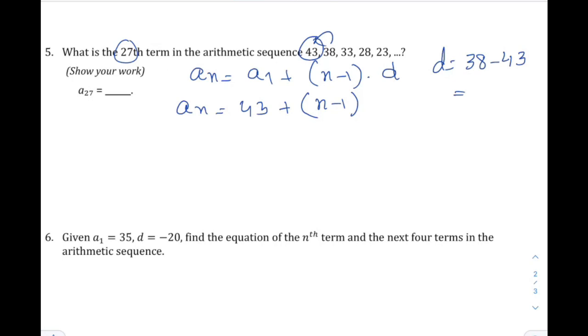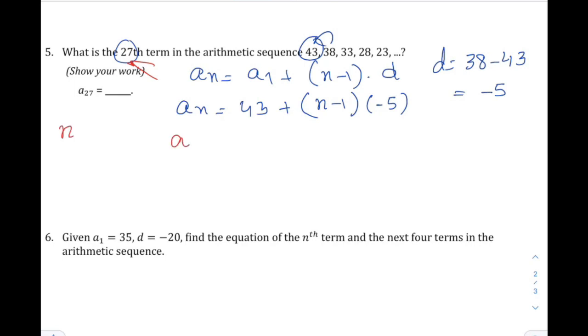Yalla, try to find it. 38 minus 43. Use the calculator. 38 minus 43 is minus 5. So you will put minus 5 here. Okay. Now you are not asked to find the equation, so you can directly replace. Yes, you can simplify as we did in the first example, but here he's not asking you to write the equation. He's asking just for the term number 27.